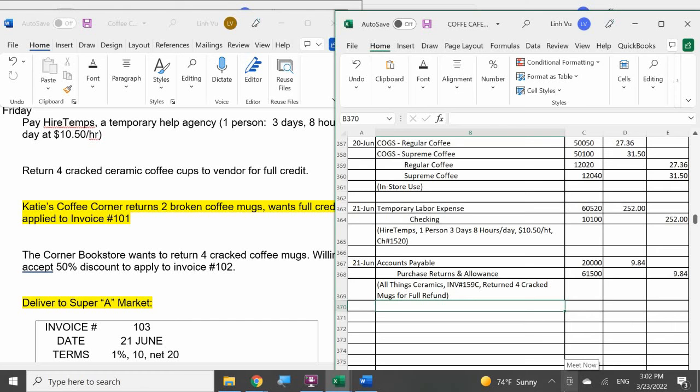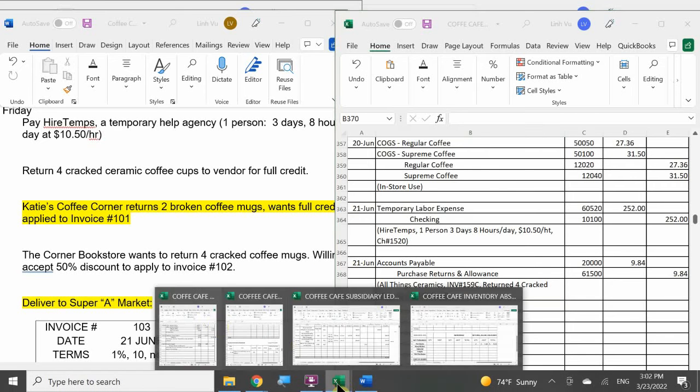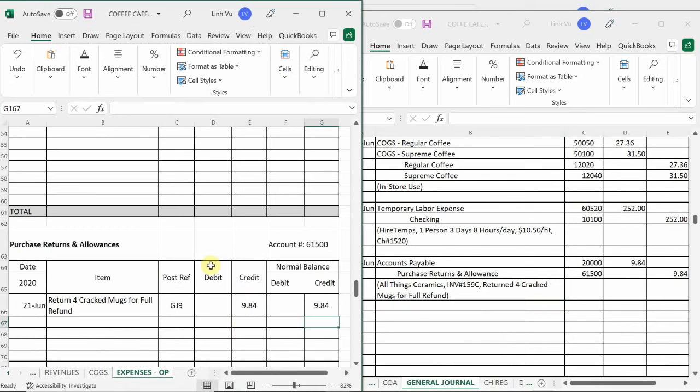All right. So, in this case, now that we have the last one that we just did, we returned those cracked mugs. Now, your question was, do we update our ledger? In this case, we did. We already did it through the purchase returns and allowances.